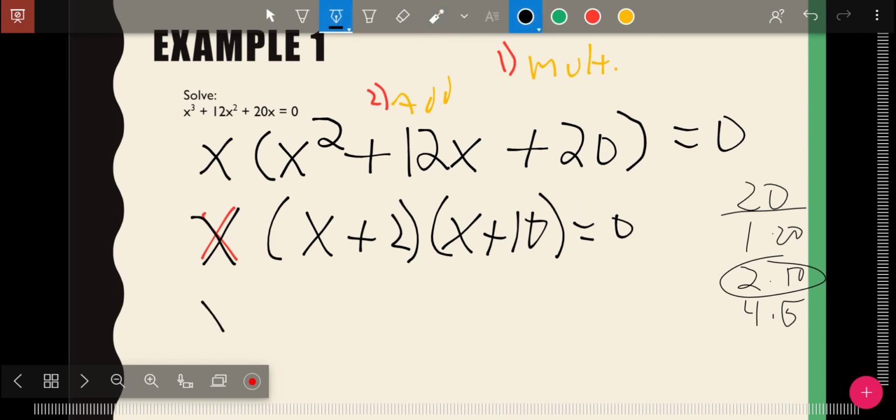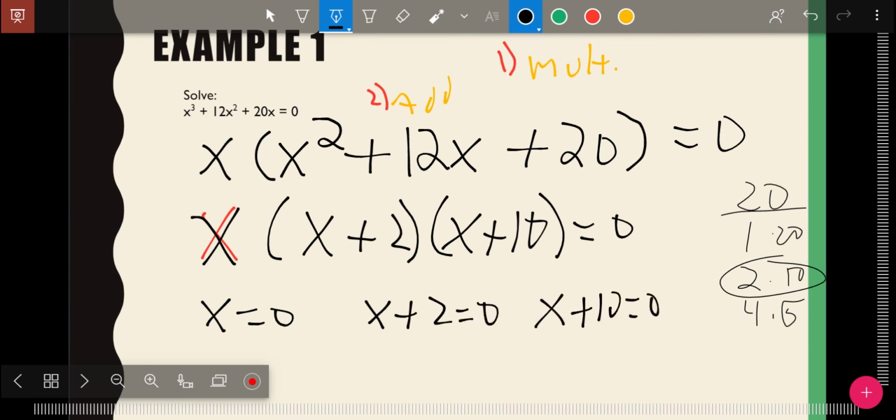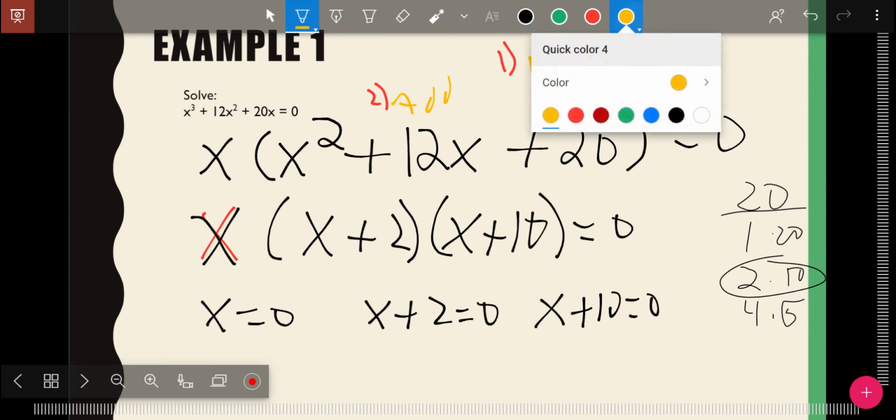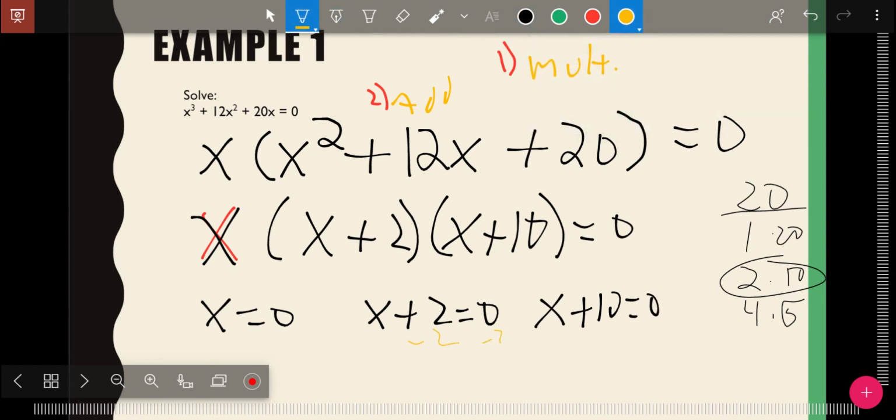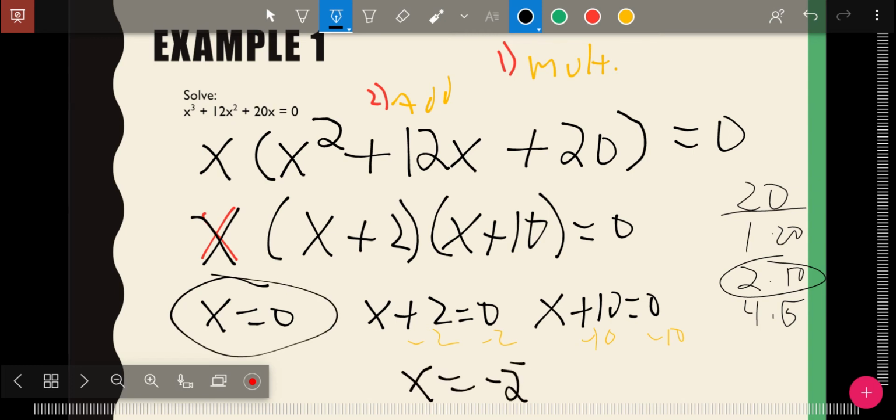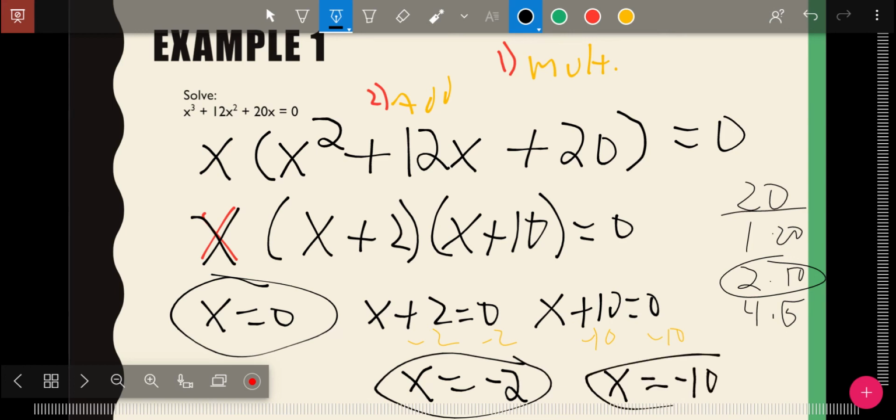And so now I set each part equal to 0. X equals 0. X plus 2 equals 0. X plus 10 equals 0. Here I minus 2 to both sides. Here I minus 10 to both sides. And so I get all my answers. Well, this one was done already. X equals 0. This one now is x equals negative 2. And this one now is x equals negative 10. Again, it was an x to the third problem. I should expect 3 answers, and we got 3 answers.